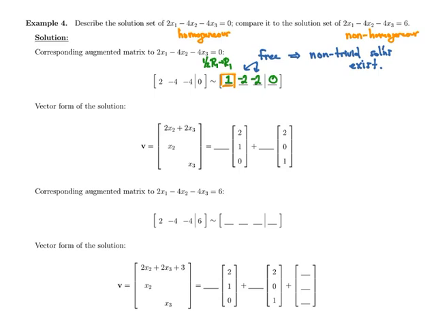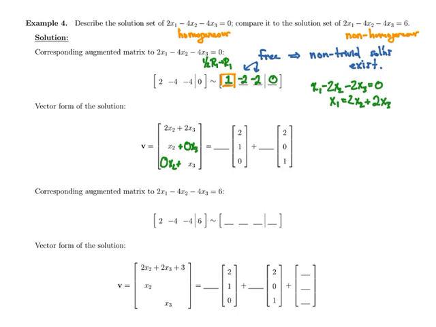We have x1 minus 2x2 minus 2x3 is equal to 0. If we write everything on the other side, we have x1 is equal to 2x2 plus 2x3. And there we get our vector for our solution. We have 2x2 plus 2x3 is x1. x2 is free. We can write that as x2 plus 0x3. And we have x3 is free. We can write that as 0x2 plus x3.